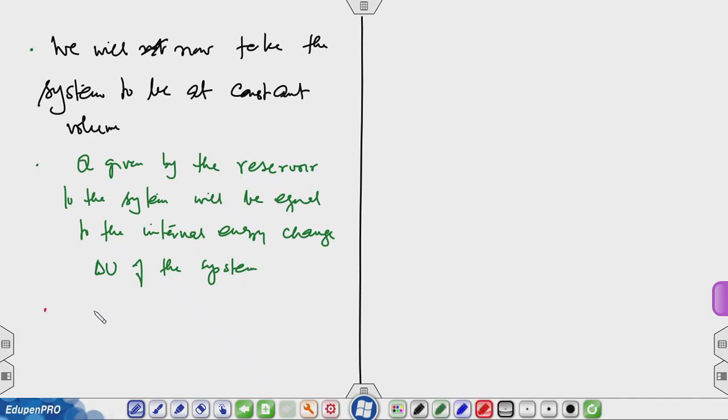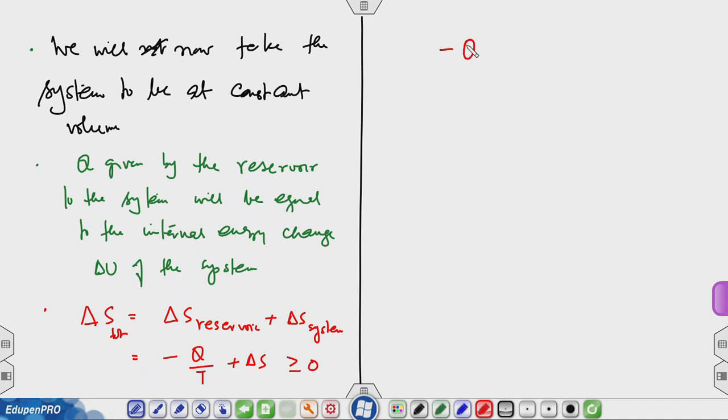And third, delta S will be equal to delta S reservoir plus delta S system. Since heat is being given away by the reservoir, this is going to be minus Q, and the reservoir is at fixed temperature T, plus delta S. Now, I am dropping the system, and this should be greater than or equal to 0. So, what do we have? We have minus Q over T plus delta S is greater than or equal to 0.